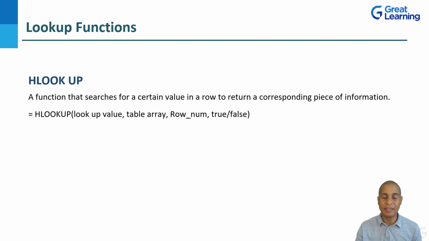HLOOKUP, this is slightly different. This function searches for a certain value in a row and returns a corresponding value. Hence the name, H for horizontal lookup. We give it a lookup value, we specify the table array, and then the row number. Then we use the optional true and false to bring back an exact match or not.